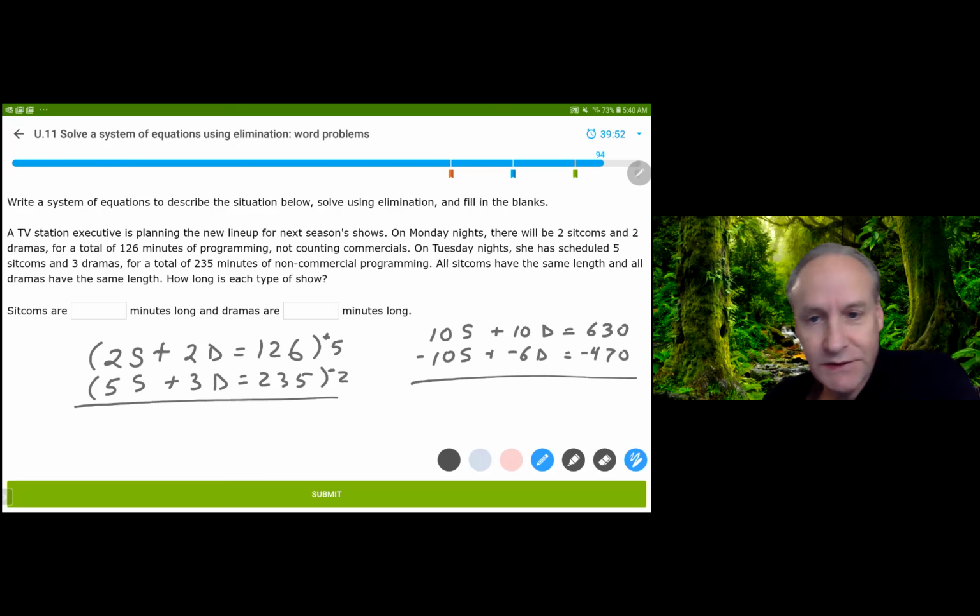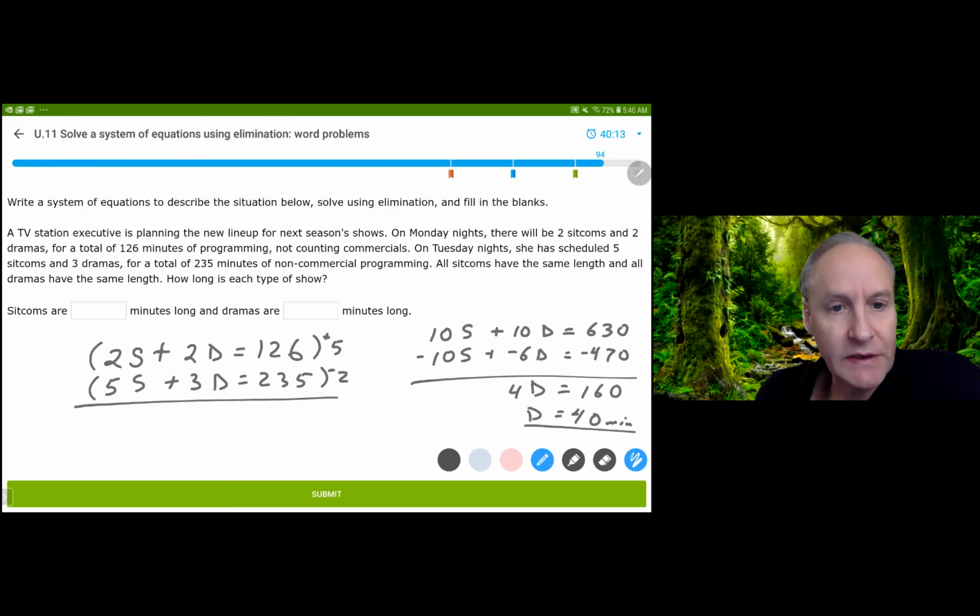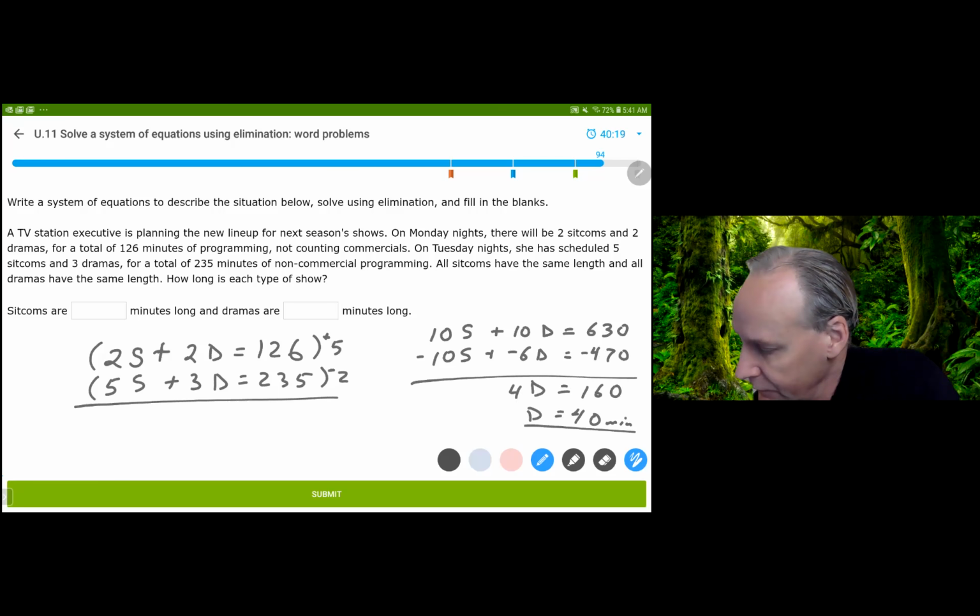And we're going to do a little subtraction here, and we get 4d. And take away the 470, looks like 160 maybe. Dividing by 4 on both sides, it looks like we get d is equal to 40 minutes. So the dramas are going to be 40 minutes each. And then we're going to have to do the sitcoms. So we have 2s plus 2 times 40 is equal to the 126. So we're going to subtract the 80 from both sides.